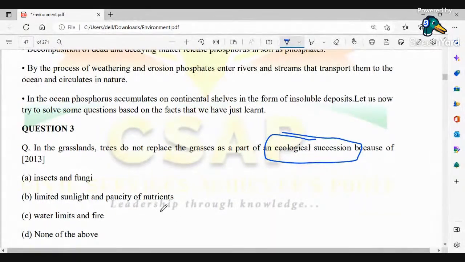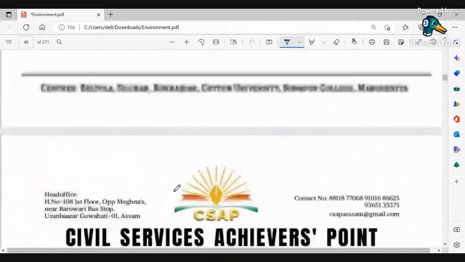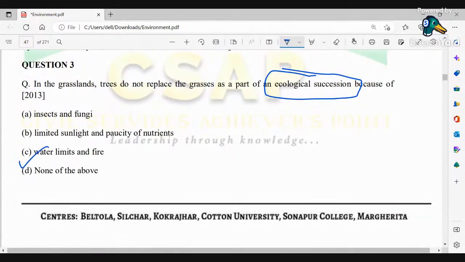Okay, so here the correct option is C, that is water limits and fire. Okay, so here the correct option being option C.